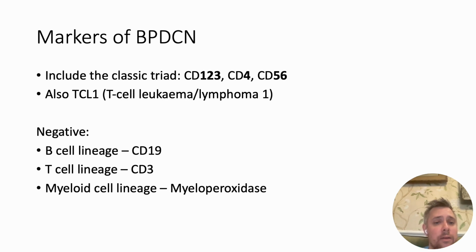And the markers to remember are actually quite easy. They often include the classic triad, and you can think 1, 2, 3, 4, 5, 6: CD123, CD4, CD56. You can also get positivity for something called TCL1. And it will often be negative for B cell lineage, so negative for CD19 and 20, negative for T cell lineage, CD3, and negative for myeloid cell lineage, which is myeloperoxidase.